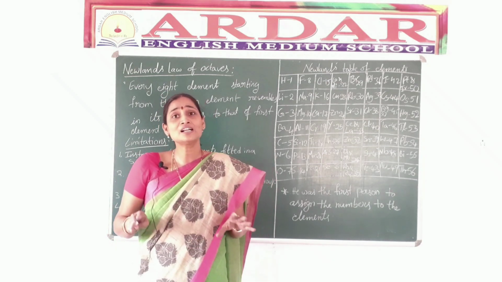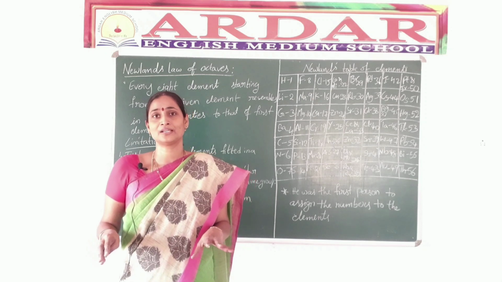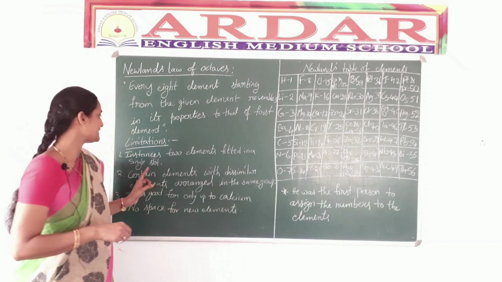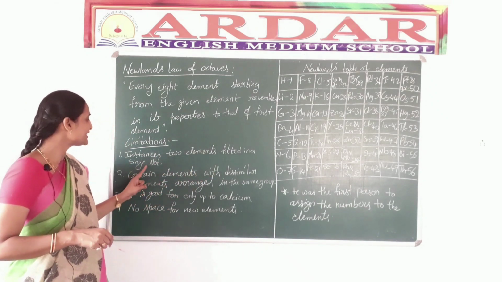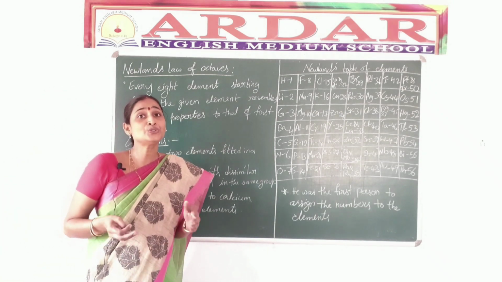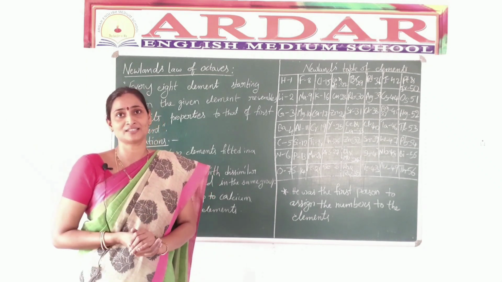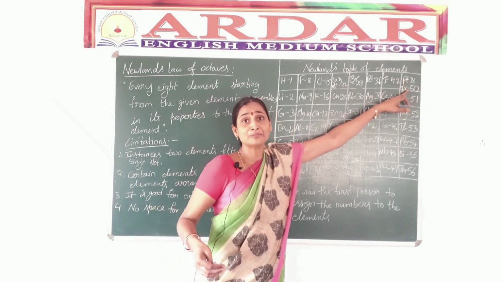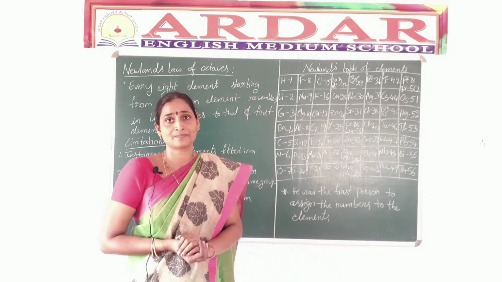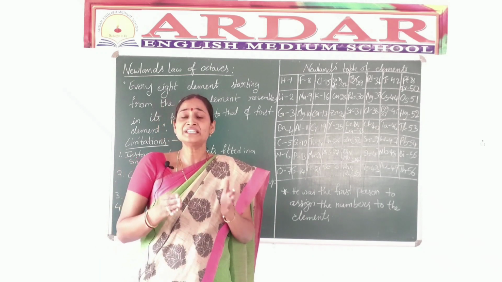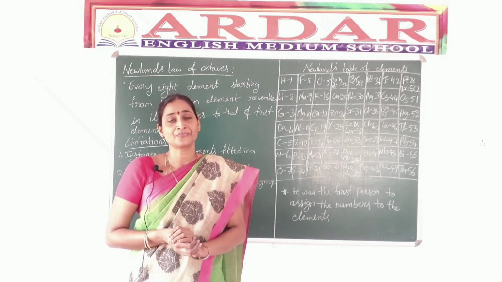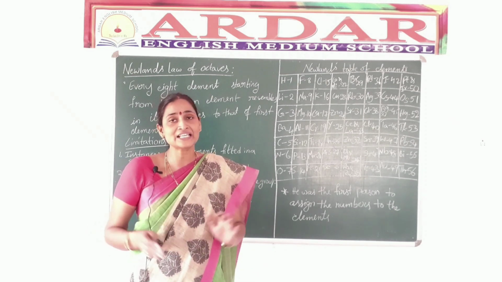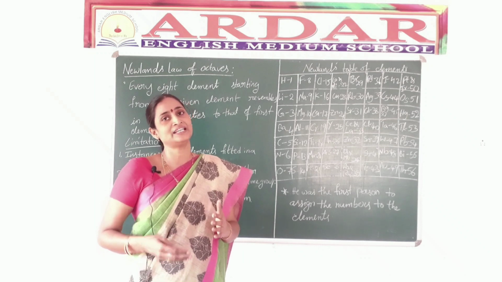Do you know this law is also not valid due to some limitations? What are those limitations? First limitation: in some instances, 2 elements are fitted in a single slot. That means two elements are fitted in the same slot. For example, here cobalt and nickel, and platinum and iridium are fitted in the same slots. That means every element needs a particular individual slot, but he couldn't arrange like that. He fitted two elements in a single slot.